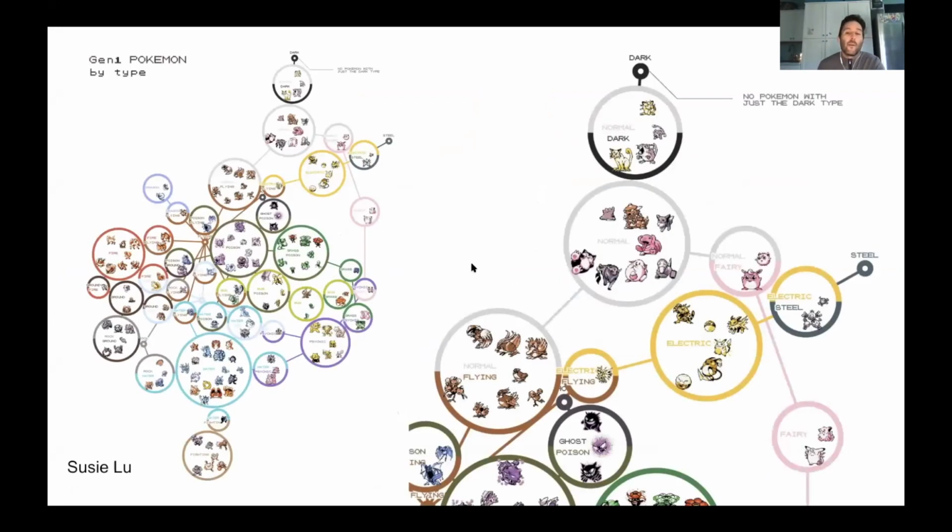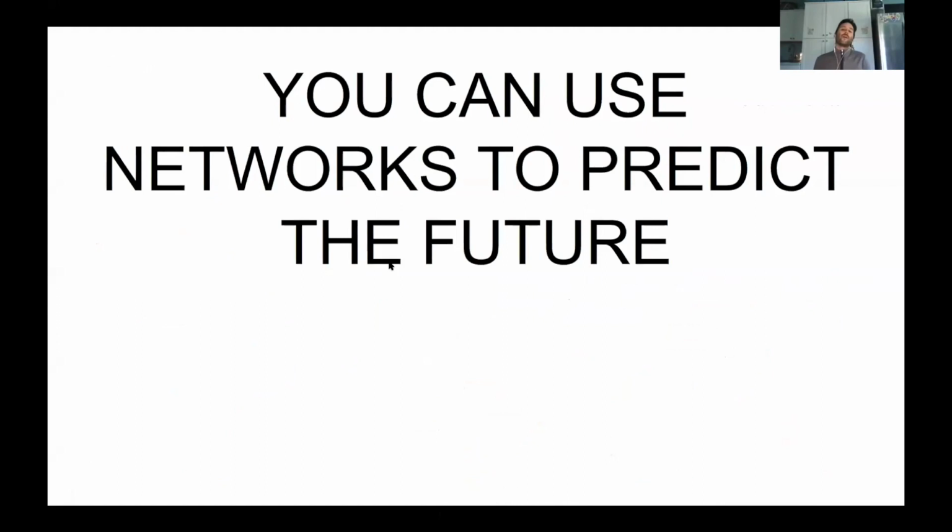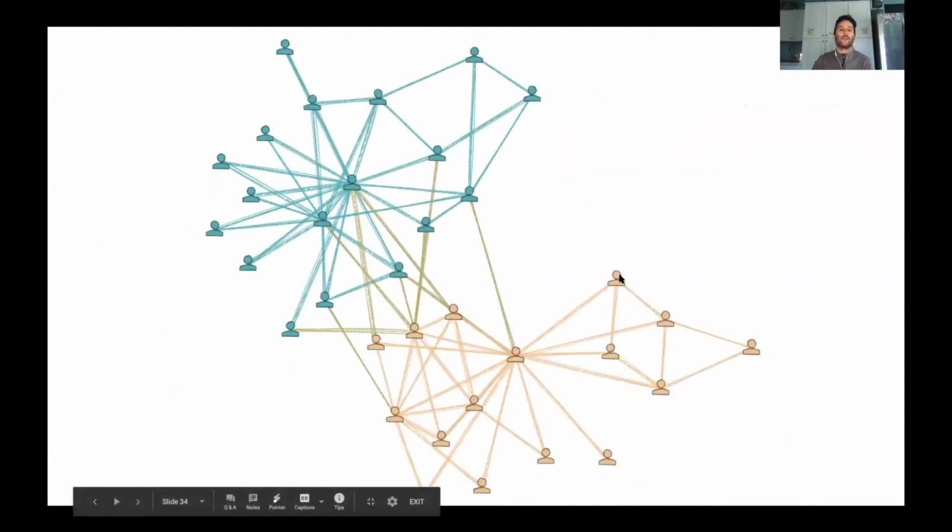You can think about Pokemon networks. You could connect Pokemon together based on whether or not they have shared attributes. They share the same types, right? So some Pokemon have one type and some Pokemon have multiple types. And what that allows you to do when we look at networks, things you can do with networks, is you can predict the future.